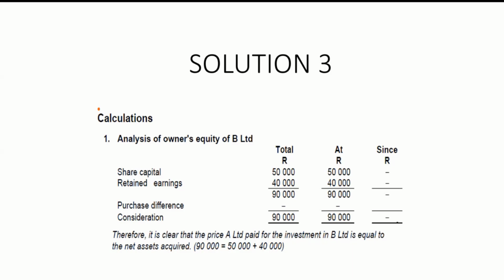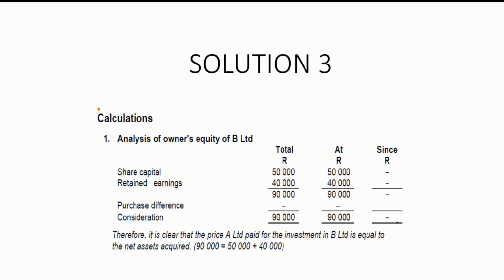Good. So share capital was 50,000, retained earnings was 40,000. And I purchased the company for 90,000. That means I purchased the company at the same value as it was worth. What if I purchased this company for 100,000? Even though it is worth 90,000, because the share capital is 50,000 and retained earnings is 40,000, I paid 100,000. What is that? It's goodwill.